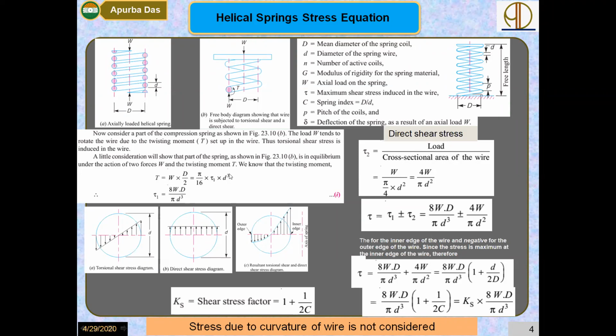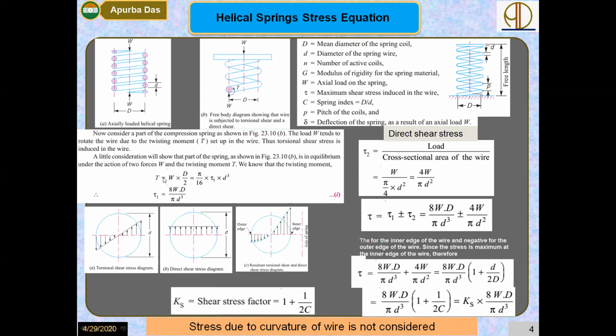So now if we draw the free body diagram, we can see that there are two kinds of stresses acting on the spring. One is the torsional shear stress, another is the direct shear stress. Apart from that, another shear stress is acting, that is the stress due to curvature. So first we will determine the torsional stress, then the direct stress.